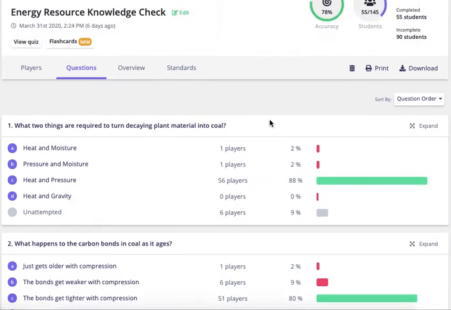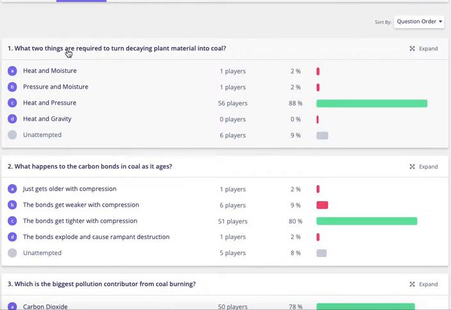Go over the Quizizz real quick. What two things are required to turn decaying plant matter into coal? Heat and pressure. Forms underground, heat and pressure.